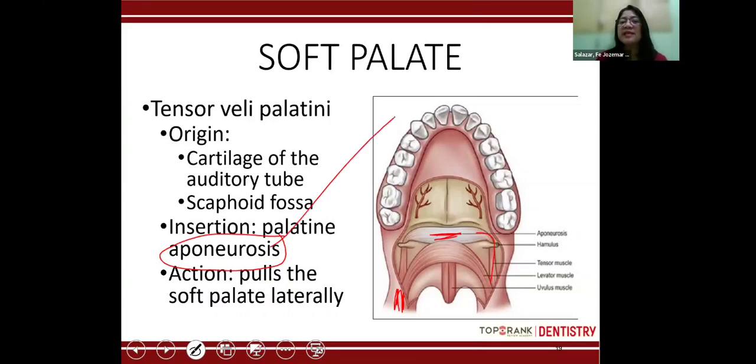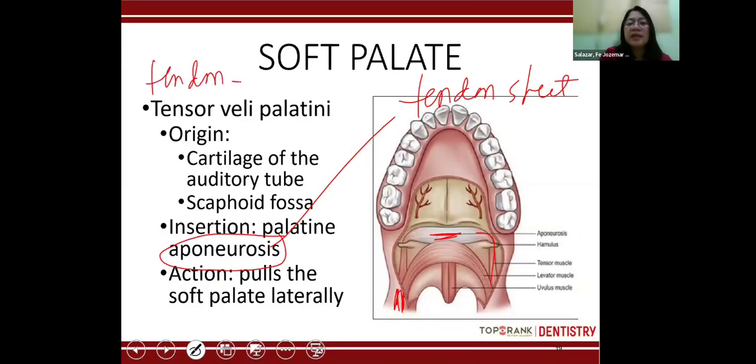What is an aponeurosis? It is similar to a tendon or a ligament. Yes, very good. It is a flat, wide tendon sheet. So what is the function of a tendon? A tendon will connect a muscle to a bone. If it's a tendon, muscle to bone. Now, if it's an aponeurosis, this will connect one muscle to another muscle.